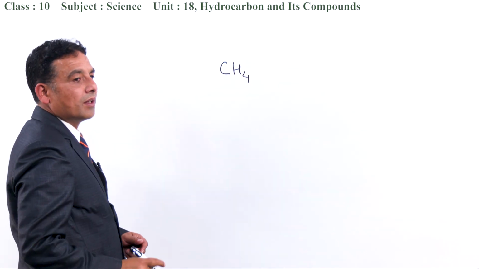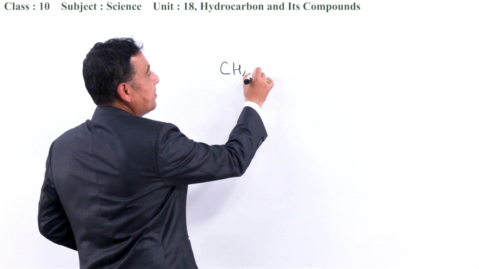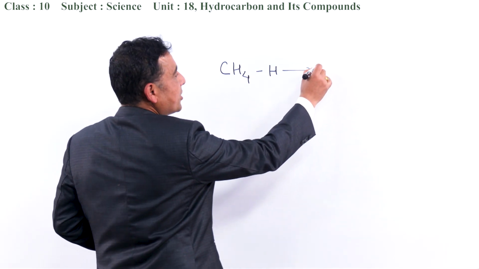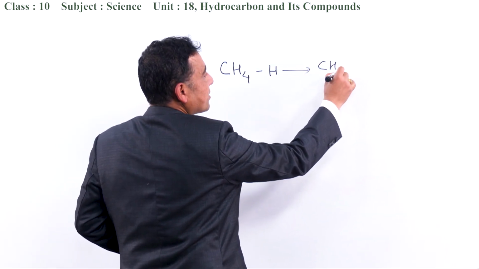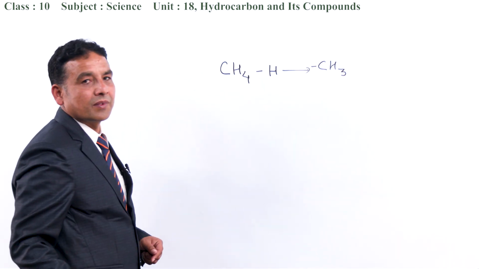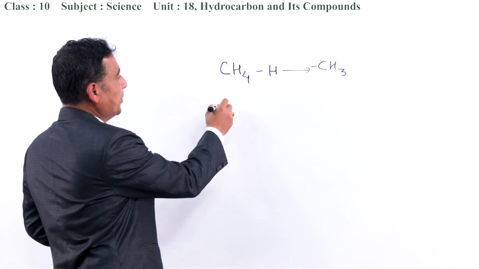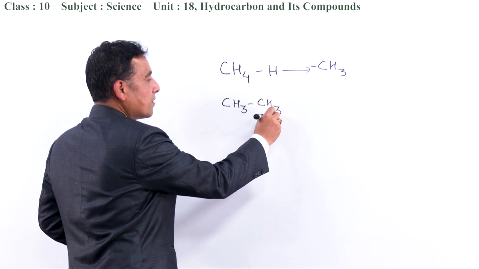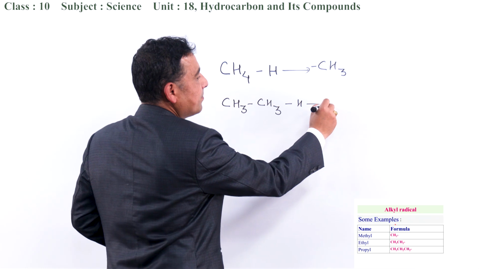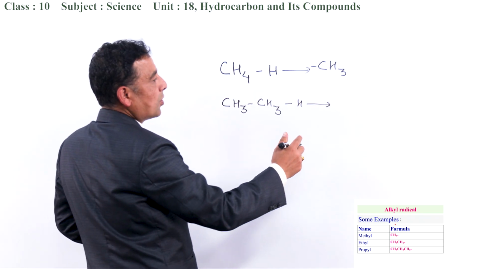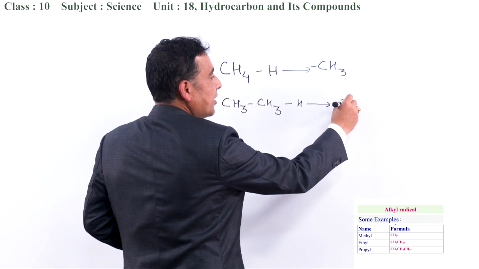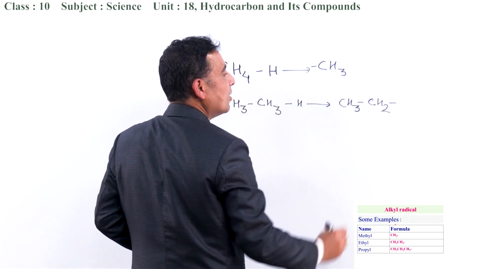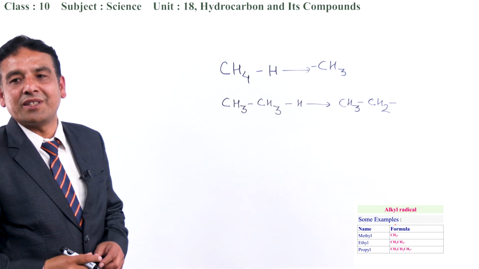CH4, if one hydrogen atom is subtracted from this, what would be the result? Obviously, you will get CH3. As well as if you deduct one hydrogen atom from ethane, what would be the product? Obviously, it would be CH3, CH2, and one bond is incomplete.